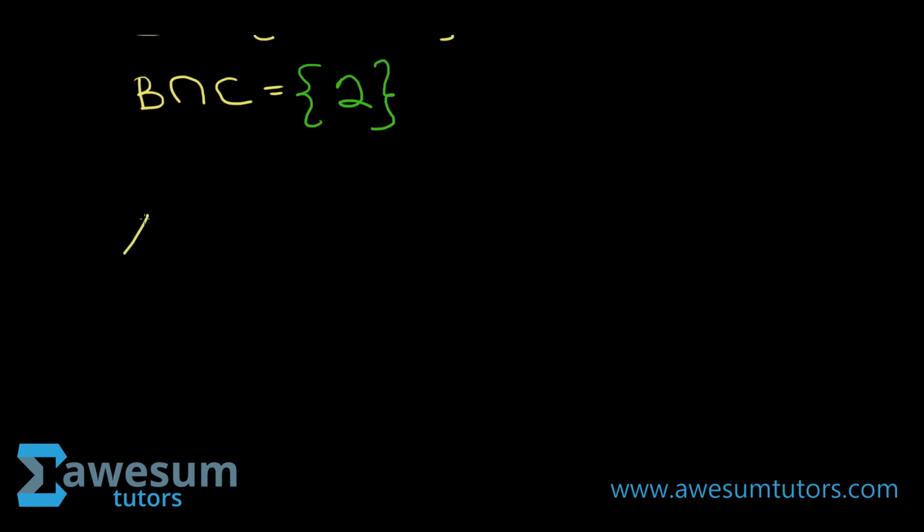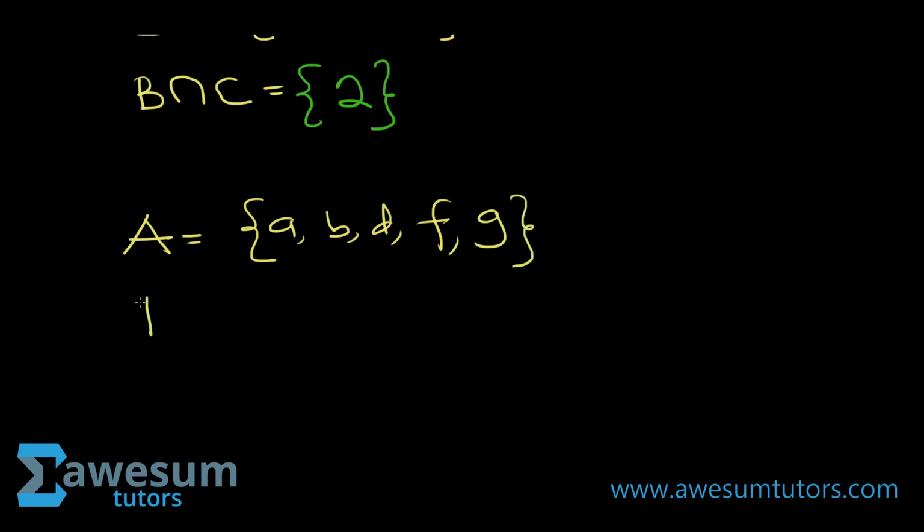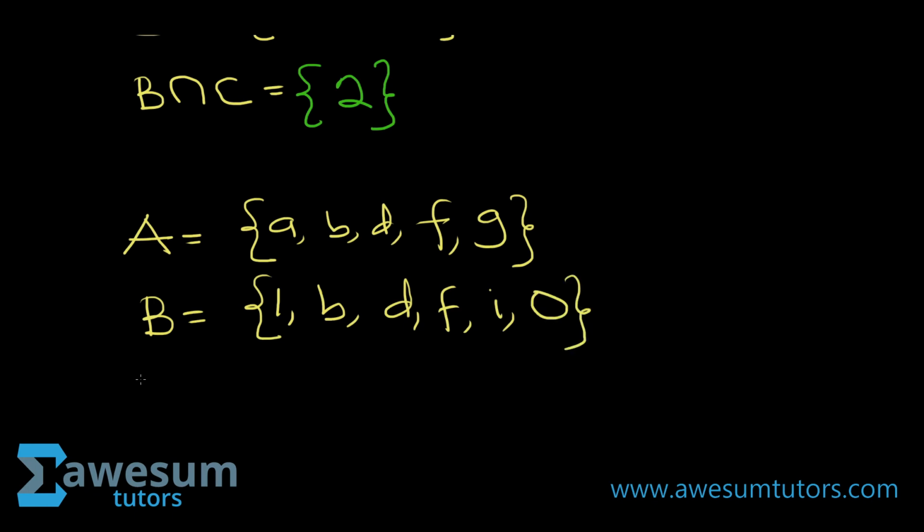You have set A to be A, B, D, F, and G. We have set B to be 1, B, D, F, I, and O. Very good. And you have been asked to find A intersection B.